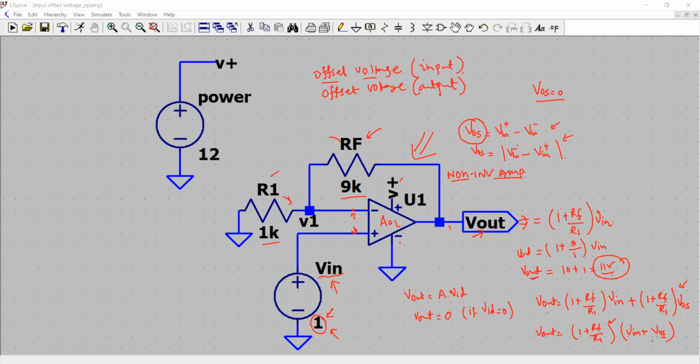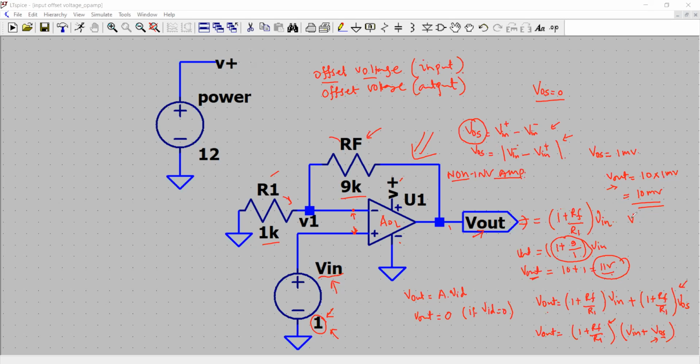But if you have an offset voltage with a value, let's say VOS is approximately or equal to 1 millivolt, then the gain of the amplifier is 10, which is set by this term 1 plus RF over R1. It will be multiplied by the input offset voltage, and the output due to the input offset voltage will be 10 millivolt. And this is called the output offset voltage. So input offset voltage causes output offset voltage, right?